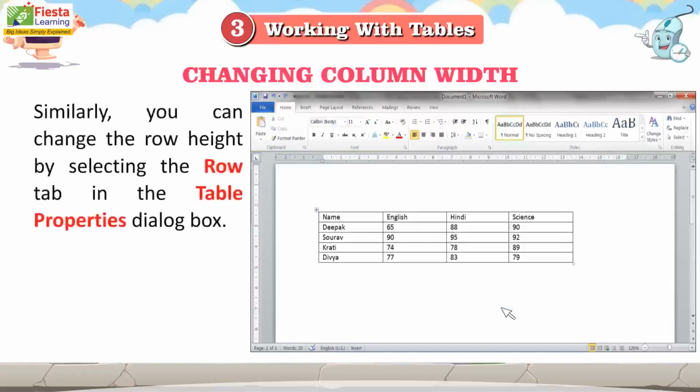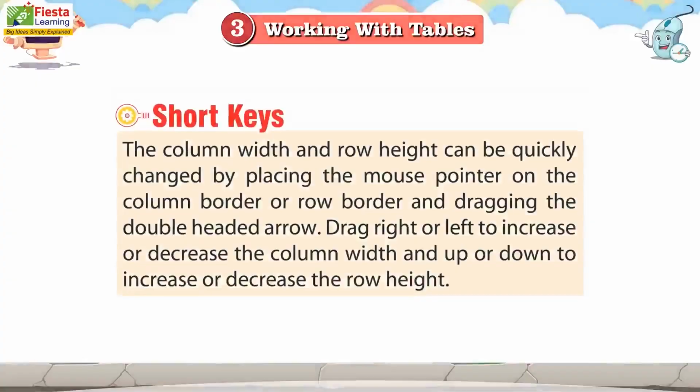Similarly, you can change the row height by selecting the Row tab in the Table Properties dialog box. The column width and row height can be quickly changed by placing the mouse pointer on the column border or row border and dragging the double-headed arrow. Drag right or left to increase or decrease the column width and up or down to increase or decrease the row height.